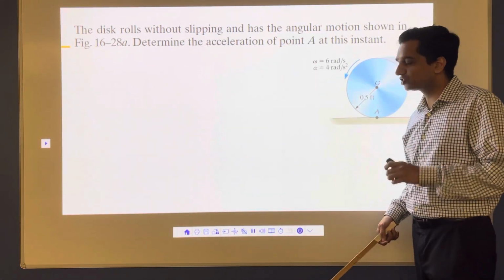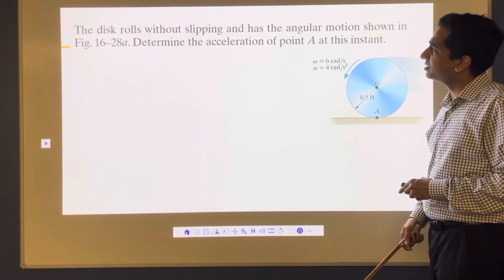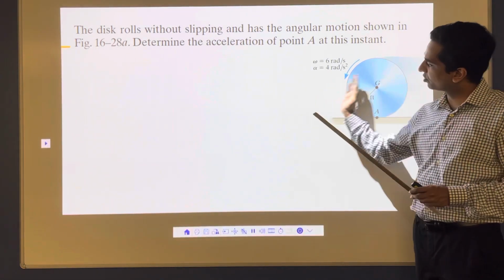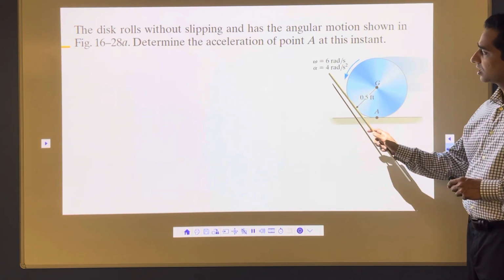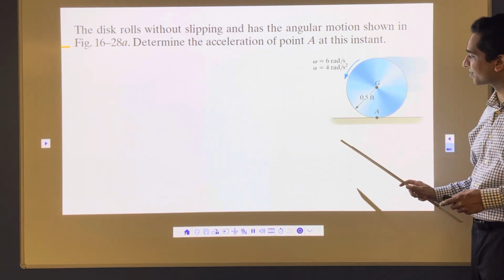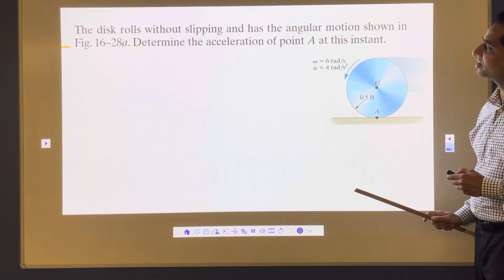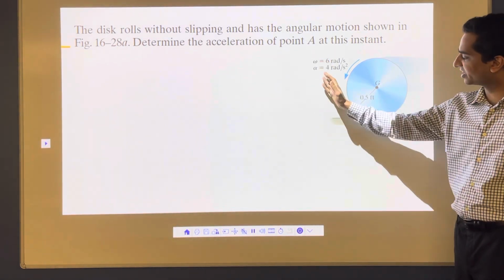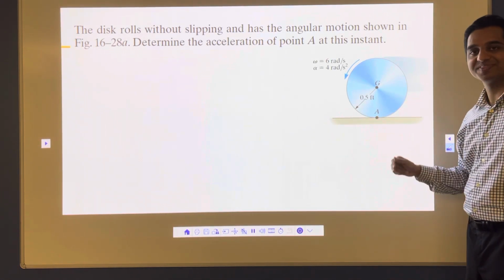This is the last problem in this chapter. Now what we have here is a disk. This disk is rotating and is going in this direction. It is rotating with omega 6 radian per second, alpha 4 radian per second square. So speed is 6 radian per second, acceleration is 4 radian per second square, and the radius is half feet. Now it says determine the acceleration of point A at this instant. Now it is going its own pace with this velocity and acceleration. What is the acceleration of this point A? That's what we want to find out.